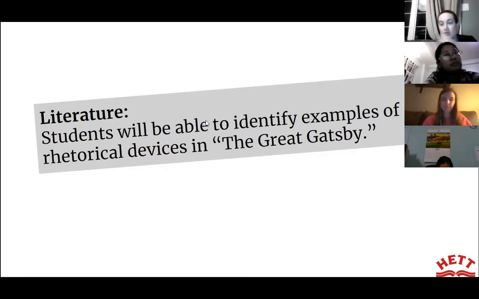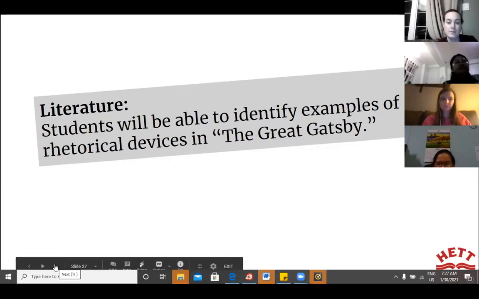I would say this is pretty weak still. I mean, it wouldn't take a lot of time to do this. Might take a little bit of time to read the book, but identifying rhetorical devices, it's too narrow. It's not wide enough for a whole course.